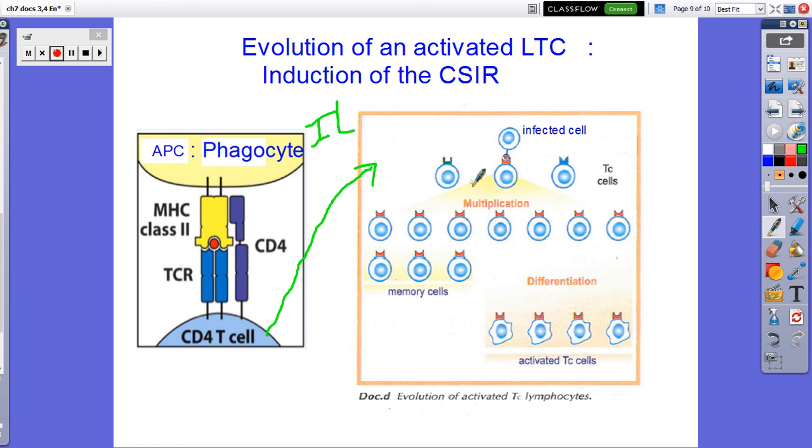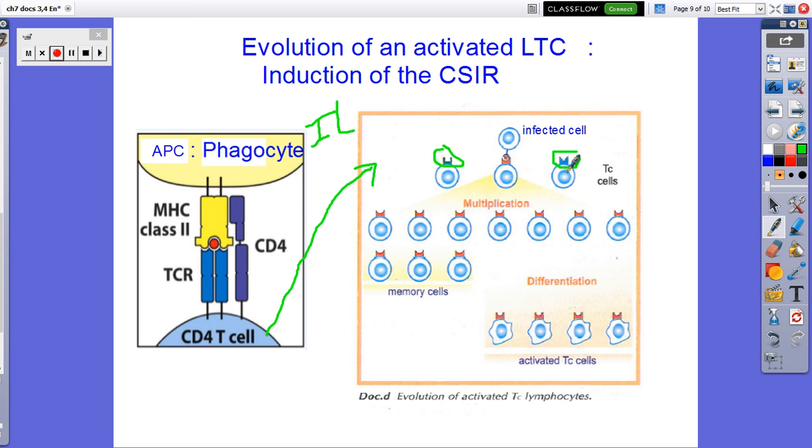Here we have in the secondary lymphoid organ a great number of TC cells, T8, T cytotoxic. These TC cells are not effector. They become effector under two conditions. First, we have all these TC cells. Each one has a TCR which is different from the others. Each TCR recognizes two things. It is characterized by double recognition.